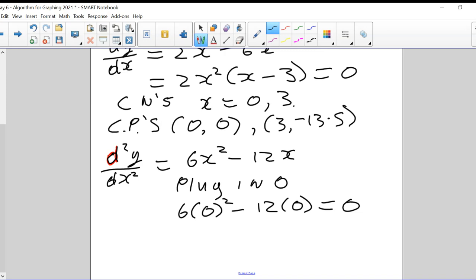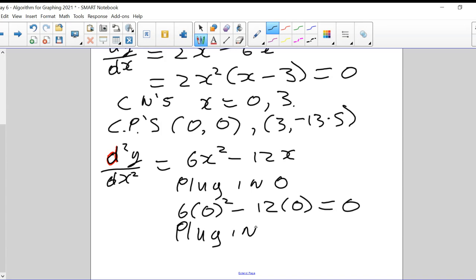So what happens when the second derivative for one of those critical points gives us 0? What does that tell us? It fails. You're right. That test just fails. It's not telling us anything. So if it's not telling us anything, then what do we do in that case? And by the way, let's just see what happens when we plug in the 3, and see if we fail both times.